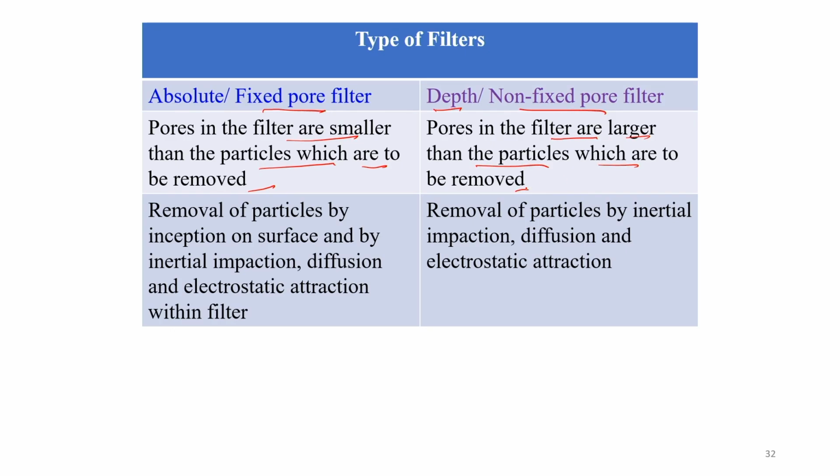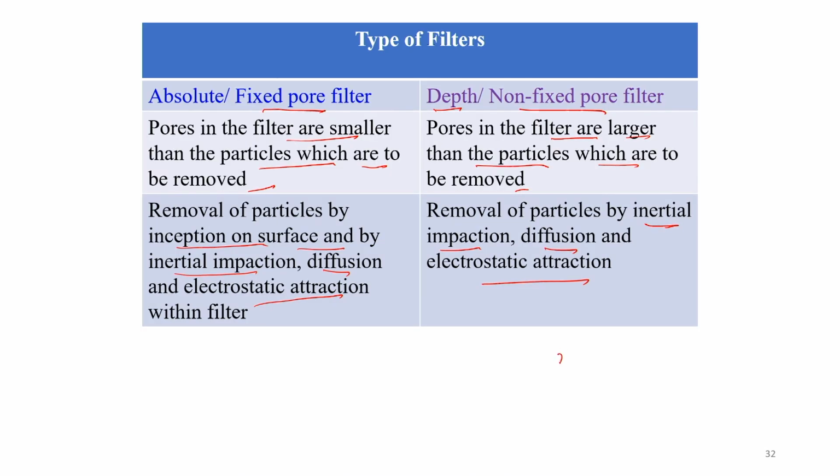So, how is it removed here? The removal of particles is by interception on the surface and inertial impaction, diffusion and electrical attraction within the filter. And here, as it is a depth filter, the removal is by inertial impaction, diffusion and electrostatic interaction. So, there are different modes of removal: inertial impaction, diffusion, electrostatic attraction, that we will be discussing in the next slide.